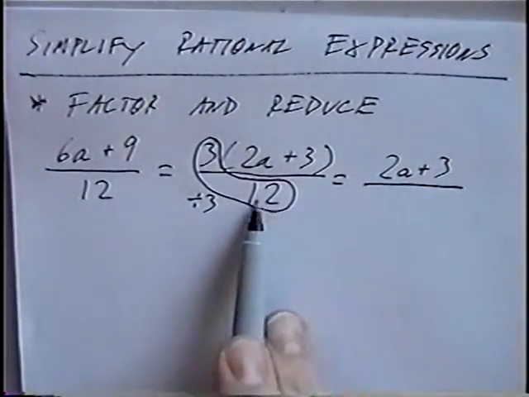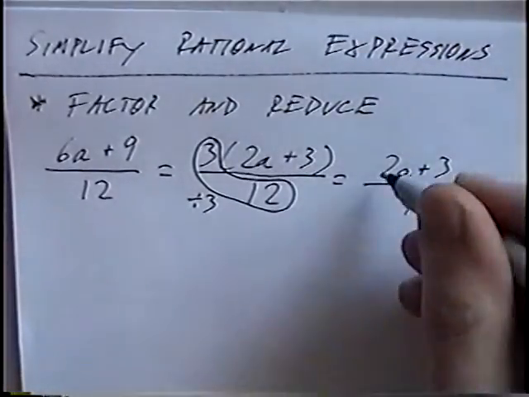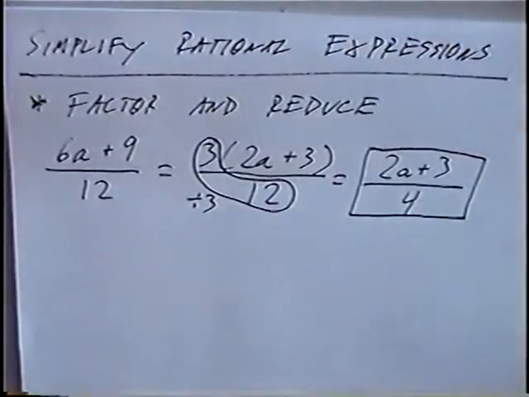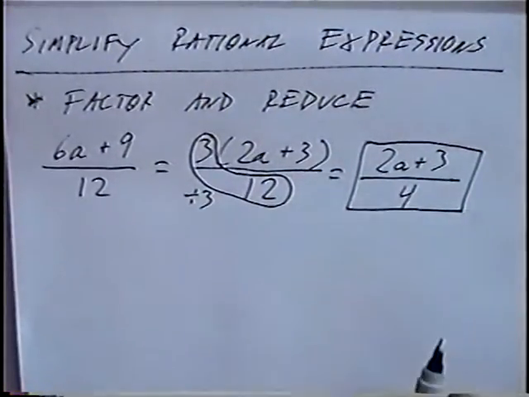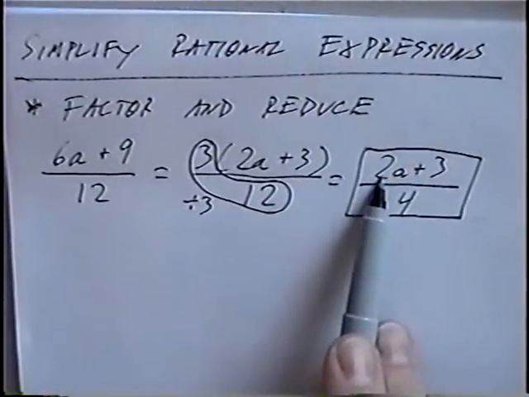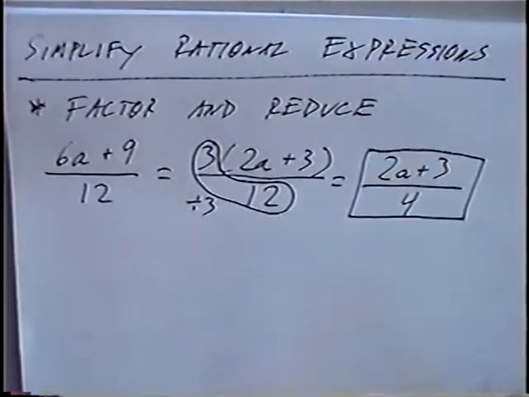For the denominator, we have 12 divided by 3, which would be 4. And your final answer, 2a plus 3 over 4. The 2 and 4 do not reduce. If you have a plus sign for the expression, when dividing by 2, each number would have to be divided by 2. So your final answer would be 2a plus 3 over 4.